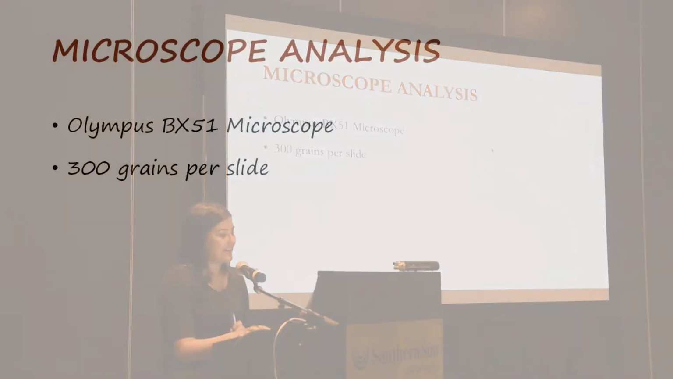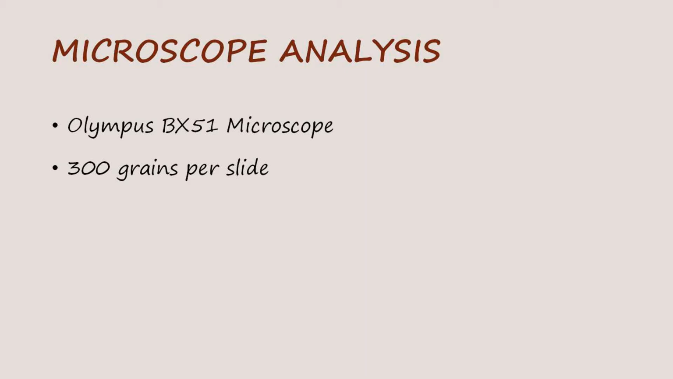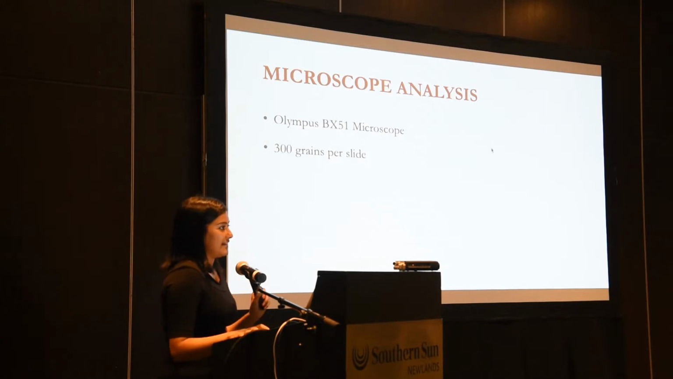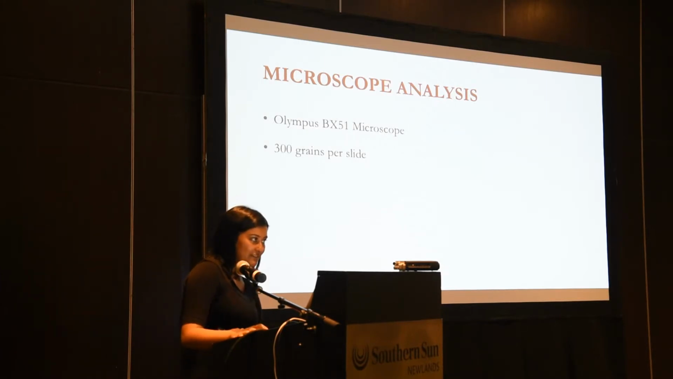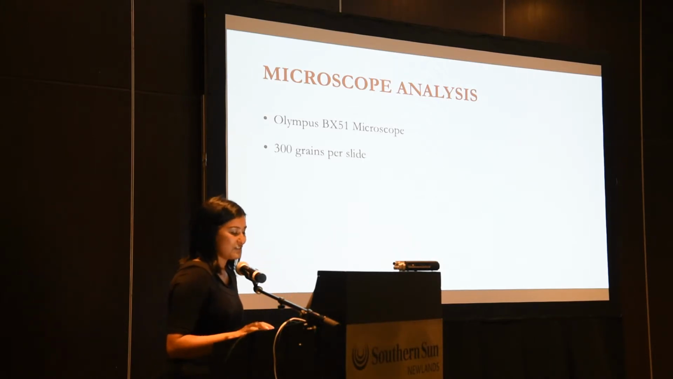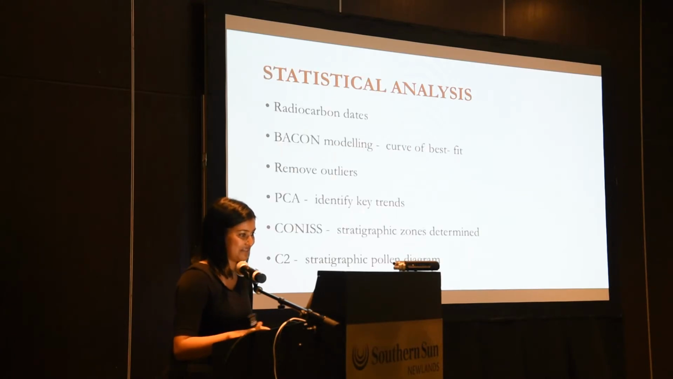Once that was done and the slides were made, I then did a microscope analysis using a light microscope and identified the pollen grains down to a genus level and not species, because with a light microscope you can't. To identify down to a species level, it would require a scanning electron microscope to go into greater detail, which is a possibility for further research. And so 300 grains per slide were counted, and a total of 90 slides were counted.